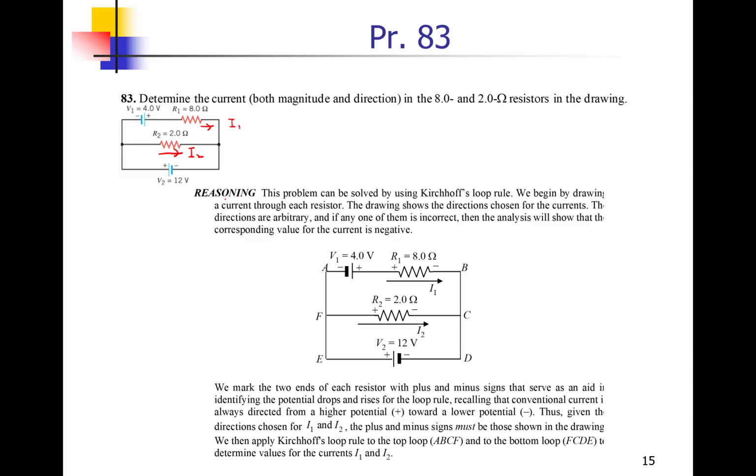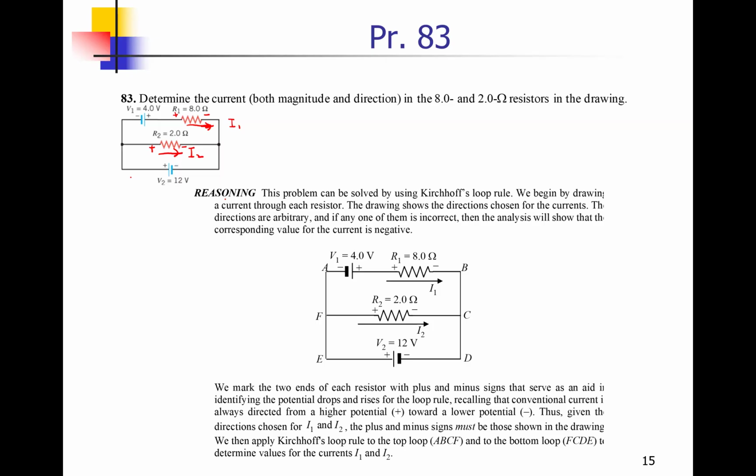So how to do that? We can label the potential difference. When the current goes through the resistor, it flows from here to here, so you are going to have a potential drop. So we have positive here, negative here, and also here, positive here, negative here, okay? So for here, we have a potential drop.